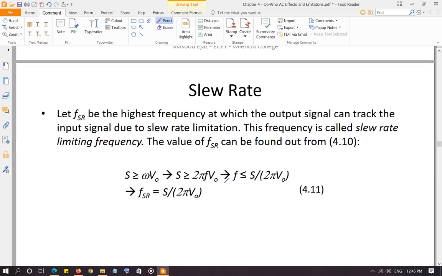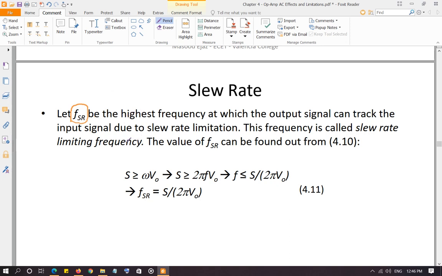So if you have an input signal, and so if you have FSR, the highest frequency at which the output signal can track the input signal due to slew rate limitation. So we are looking over here at what can be the highest frequency at which your output signal can follow the input signal. We are saying that that's FSR. We are defining that frequency as FSR.